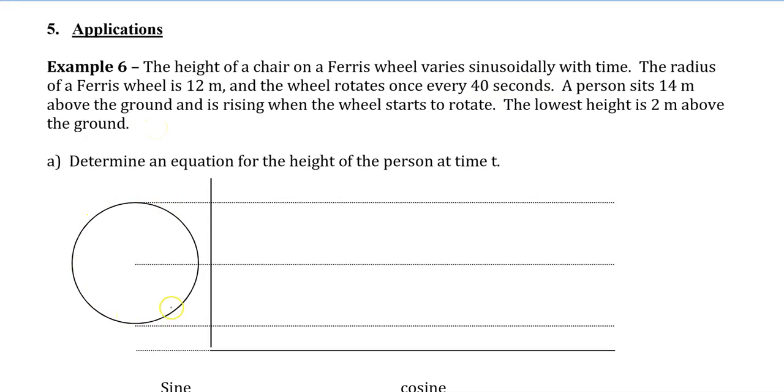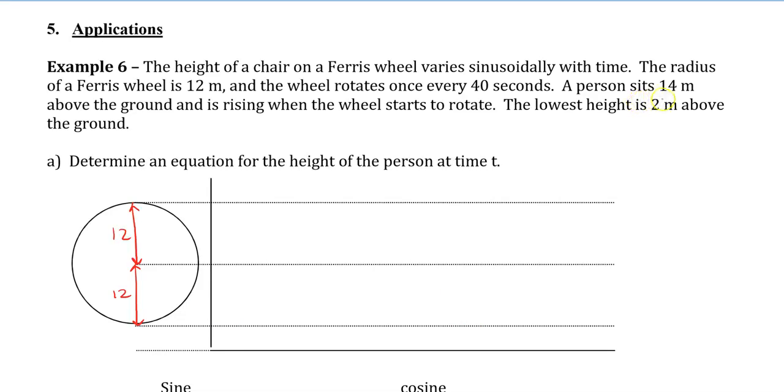So I've actually drawn a Ferris wheel here. I know that this distance here is 12, and this distance is also 12, because it says the radius of the wheel is 12. The wheel rotates once every 40 seconds. So if I start at 0, it will end at 40, and that will give me 1 period.